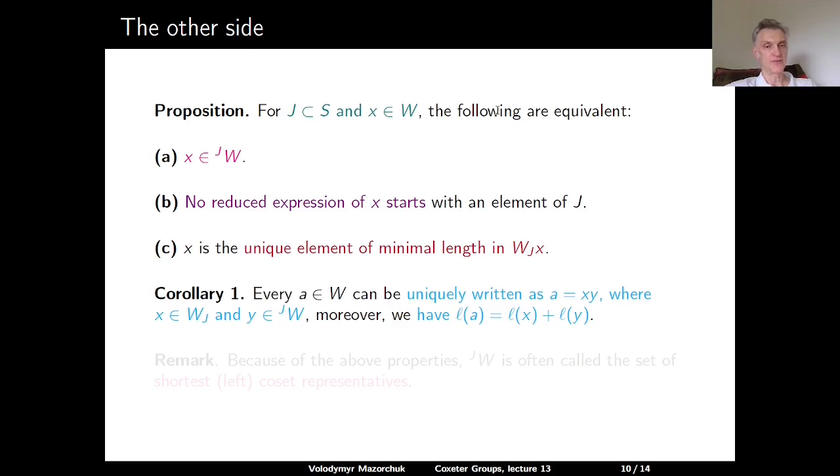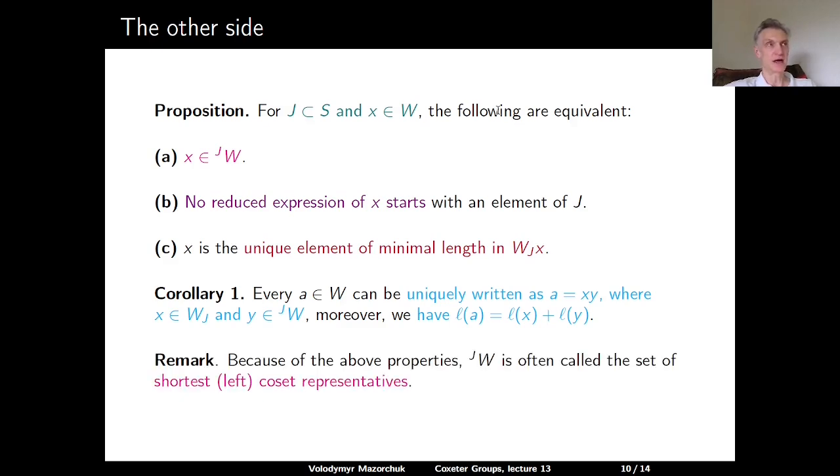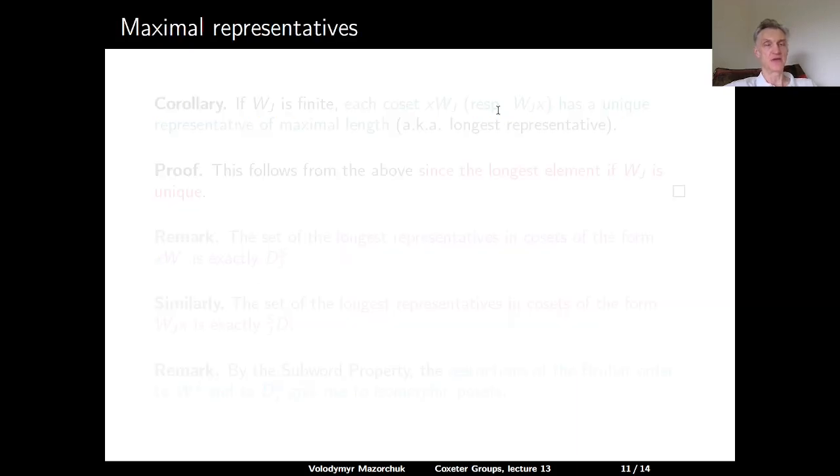And as a corollary, every element A in W can be uniquely written in the form x times y, where x is in W sub J and y is in W upper J on the left. Moreover, we also have that the length of A is equal to the length of x plus the length of y. And because of this, W upper J is often called the set of shortest left coset representatives. So we have talked about the shortest coset representatives.